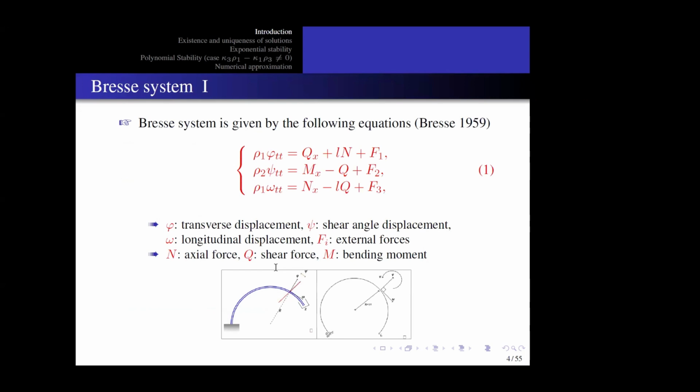It is well known that the Bresse system is given by the following three hyperbolic equations. This was introduced by Bresse in 1959, where phi, psi, and omega are the displacements: phi is the vertical displacement, psi is the shear angle displacement, and omega is the longitudinal displacement. F1, F2, F3 are external forces, and N, Q, M are the axial force, shear force, and the bending moment.